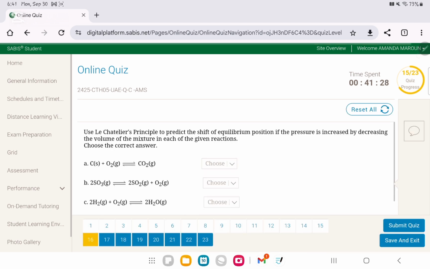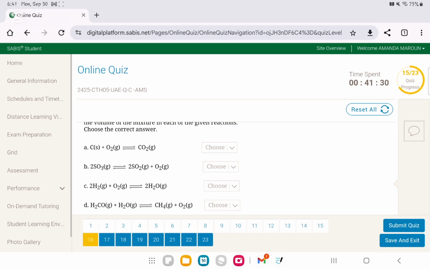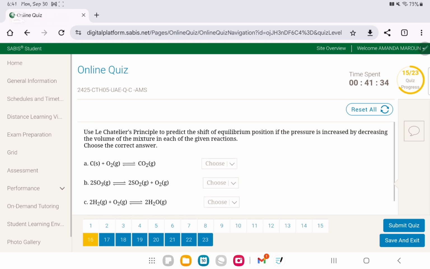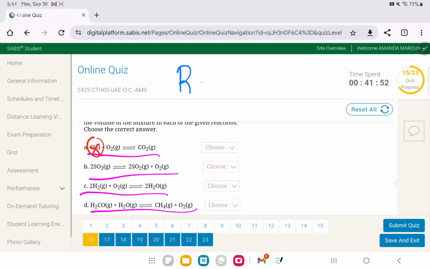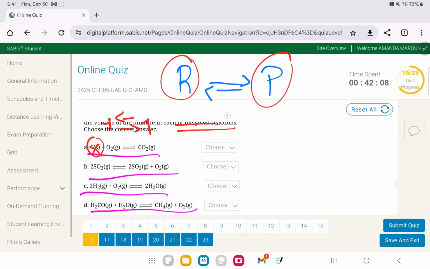Question number 16. Very, very important. We have Le Chatelier's principle. They're telling us the pressure is increased by decreasing the volume. Whenever we're playing with pressure, we have to know that pressure only affects gas. So if you have a solid, cross it out. The only solid in this whole equation is the C solid. Now, we have reactants and we have products. We have to count the number of gases in the reactants and the number of gases in the products. So here we have one gas and here we have one gas. Since they are equal amounts of gas, there is no change.